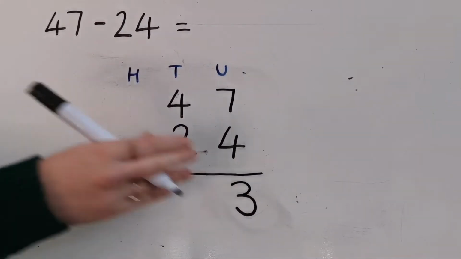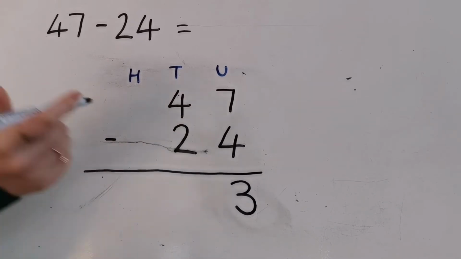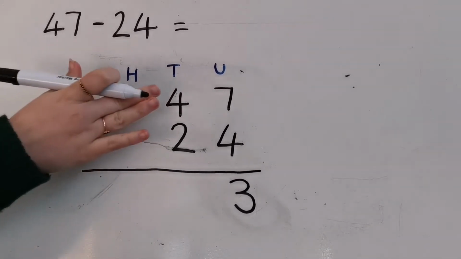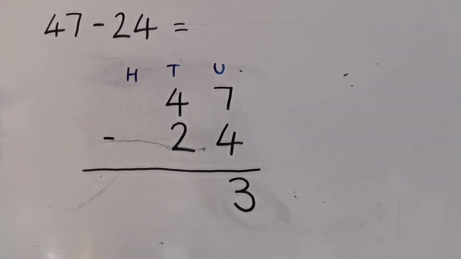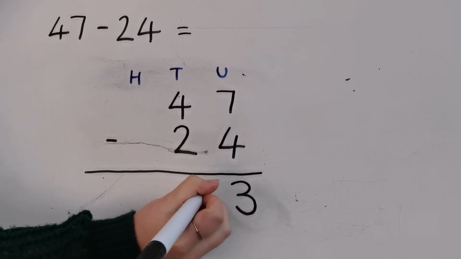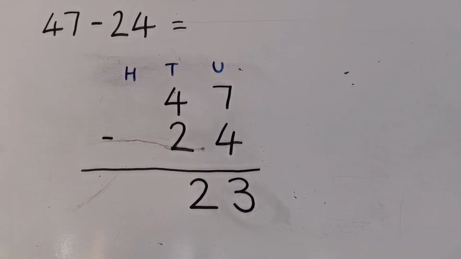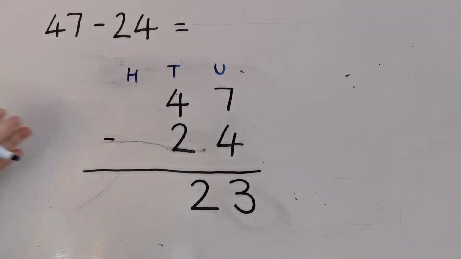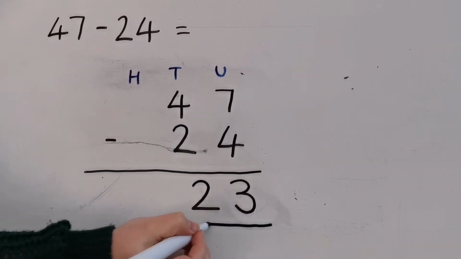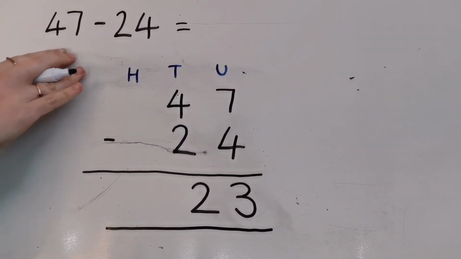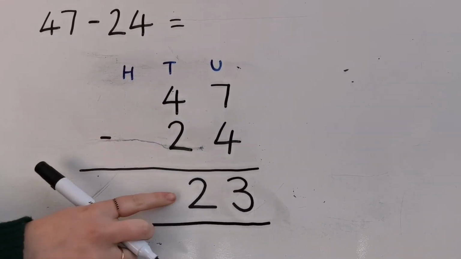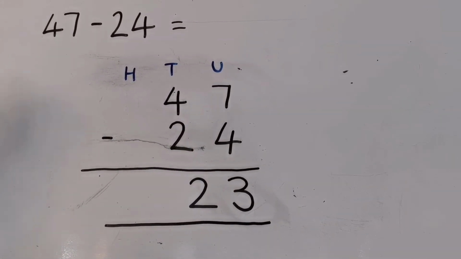Once I'm happy with my answer for the units, I can move over into the tens column. I now have 4 tens take away 2 tens, so that will give me the answer 2. 2 tens left. I haven't got any hundreds, so I'm quite happy that I've got my answer. 47 take away 24 must be 23.